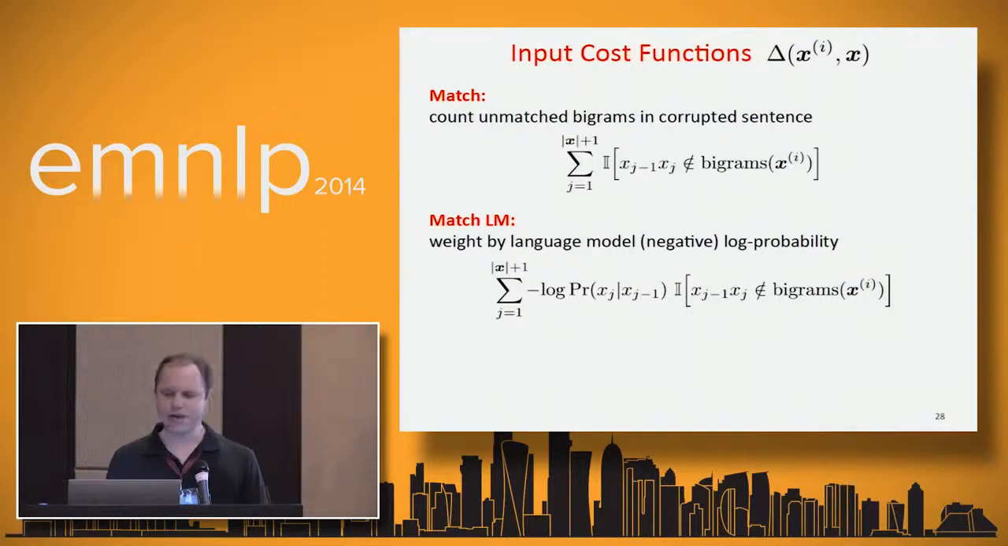Okay. So now I'll talk about the input cost functions delta that we will consider in the experiment. They're both very simple. The first one we call match just goes through the sentence x and counts how many bigrams are in the corrupted sentence that were not in the original. The second one, match LM, is just like match. It counts how many new bigrams we have, except it weights them by the negative log probability under a bigram language model of the second word given the first.